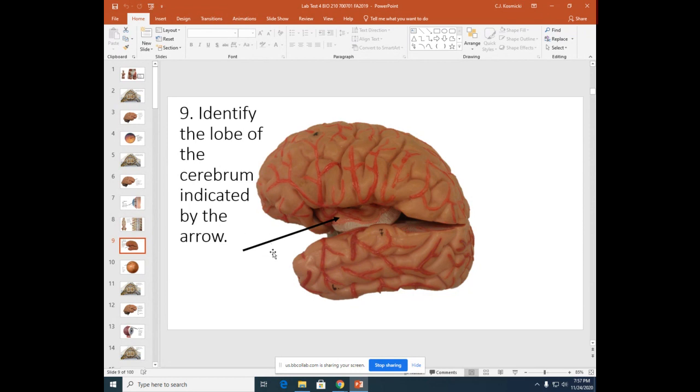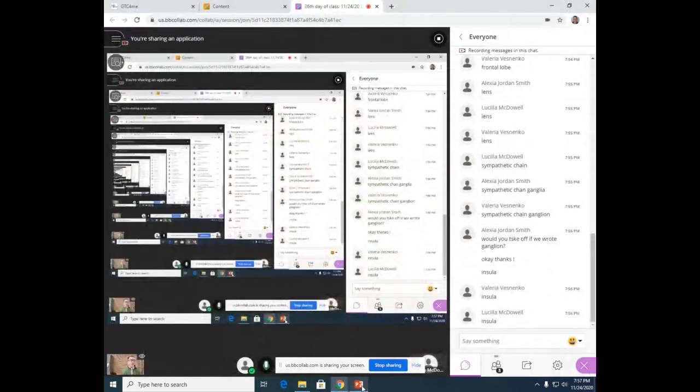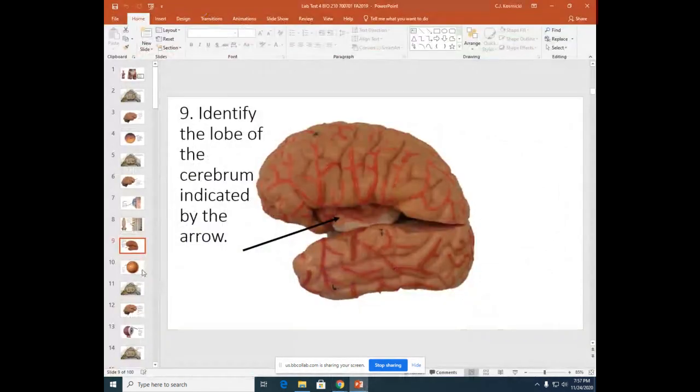Yep, taste, gustatory. What about olfaction? Where does that go? Temporal, very good. Yep, good. Okay, all right, what do we got here at home, everybody? Insula. Yes, I love it.